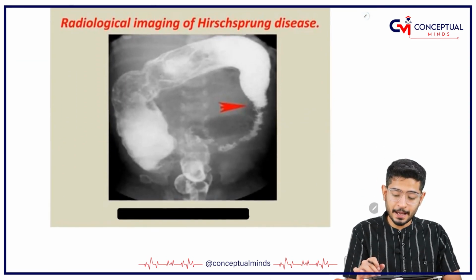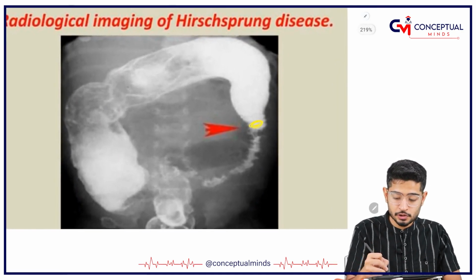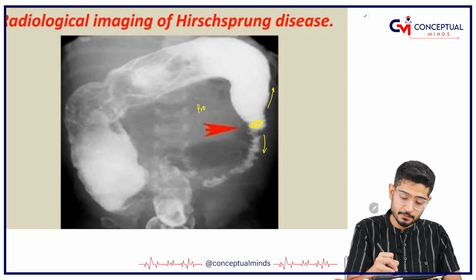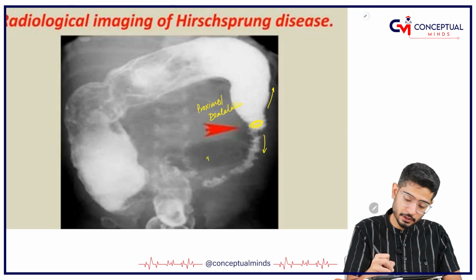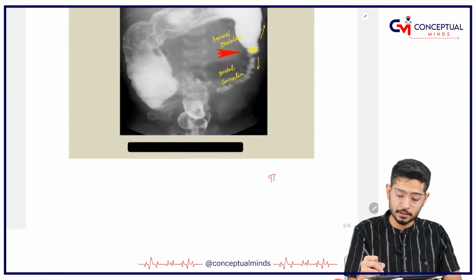Eventually what happens is, can you see, suppose this is the area of obstruction. The proximal part is going to show you dilatation and the distal part is going to show you contraction. Okay, so this is the case of Hirschsprung disease and this is it about our today's lecture.